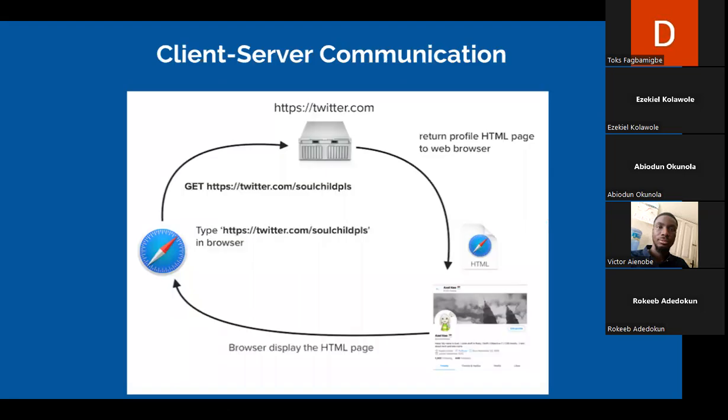So let's talk about client-server communication. Our client is the front end, and our server is the back end. How do they communicate? Let's use Twitter as an example. At the beginning, we mentioned that HTML helps us display web content in a browser. For you to actually access a website, you need a browser. That's an application, like Google Chrome or Safari. This is a diagram for Safari. You open it and type twitter.com in your search.